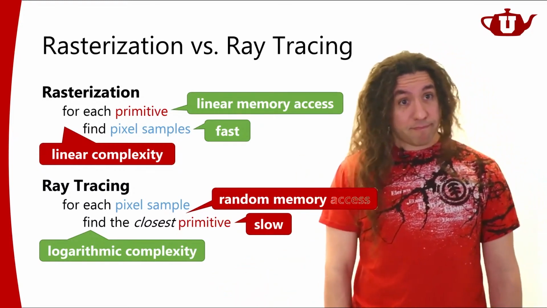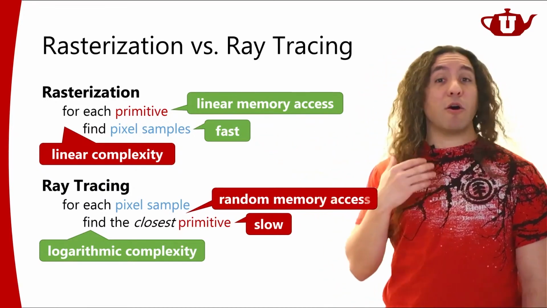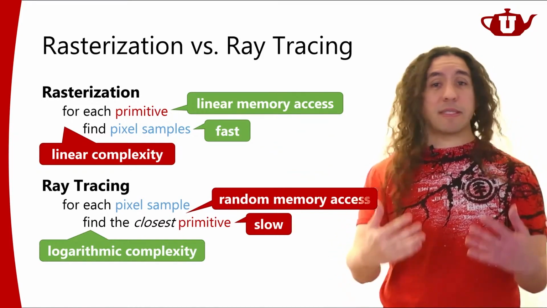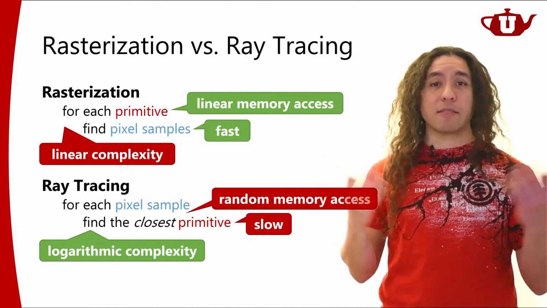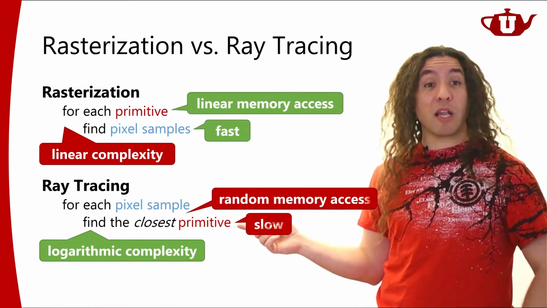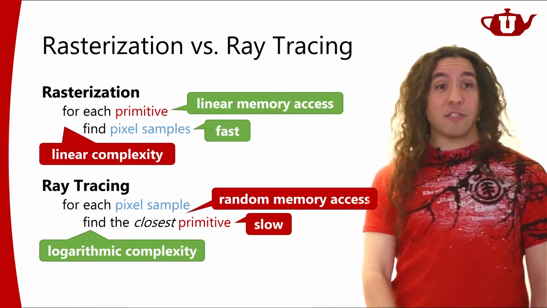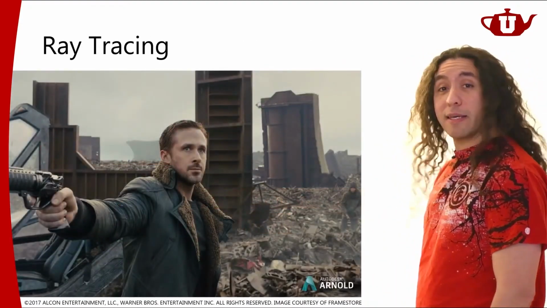Nonetheless, with rasterization, you can only handle primary visibility. All right, so take all of your triangles. Where do they land on the screen? That's all you can compute, and then you're done. With ray tracing, we can do a lot more than that. And by doing a lot more, we can generate really realistic looking images like this one.